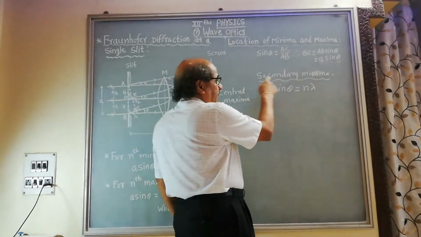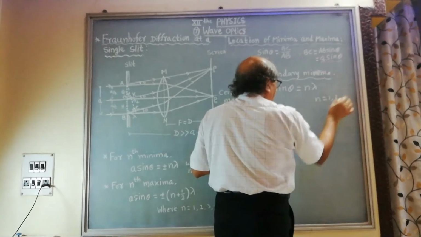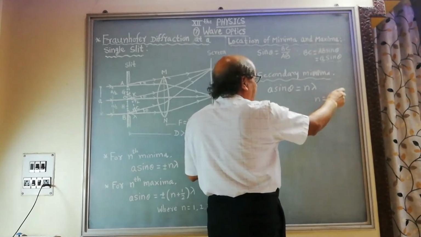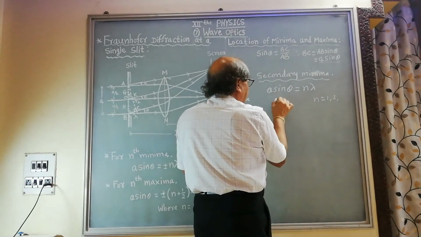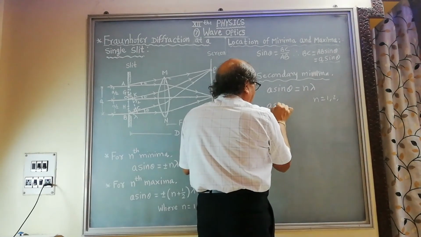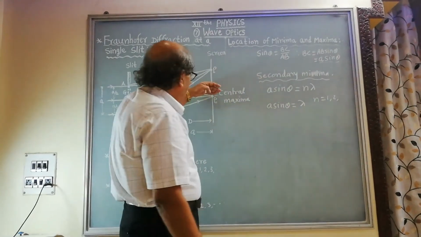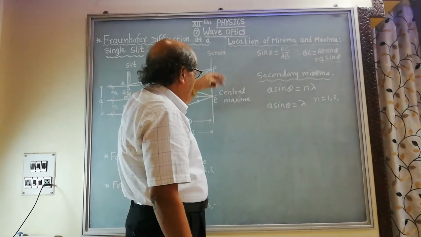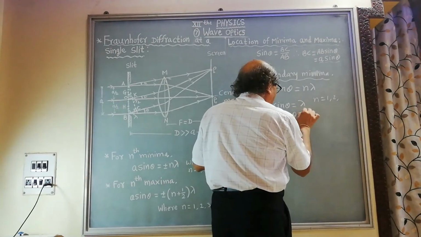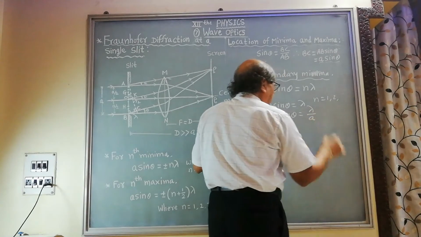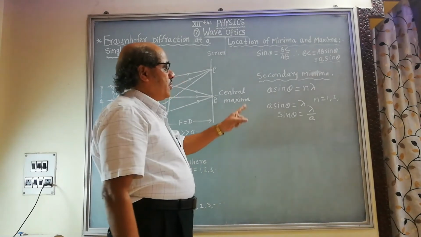So for first secondary minima, n is 1. Similarly for next minimas, we can take the values of n. So for first secondary minima, A sin theta is equal to lambda. This is for either side, upper side of the central maxima. So sin theta is equal to lambda upon A. So this is for first secondary minima.